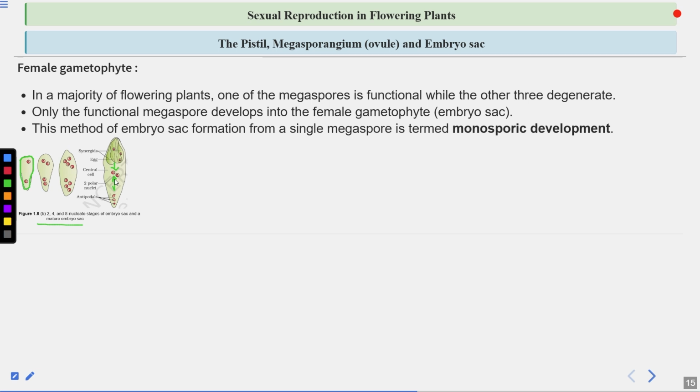Okay. So only the functional megaspore develops into the female gametophyte, that is called embryo sac, and only one of the megaspores is involved in the process of embryo sac formation, and that is called as monosporic development. And I have here explained how this megaspore, or you can say the embryo sac, is formed.